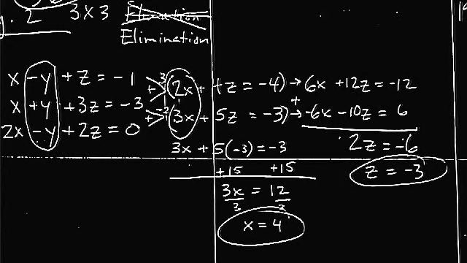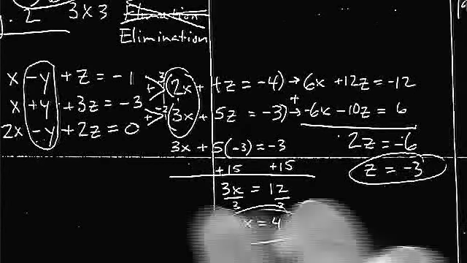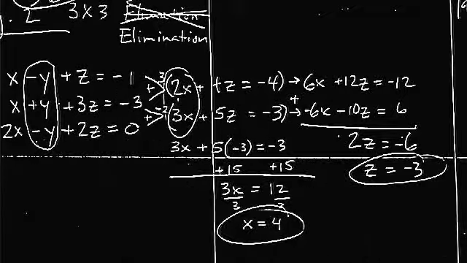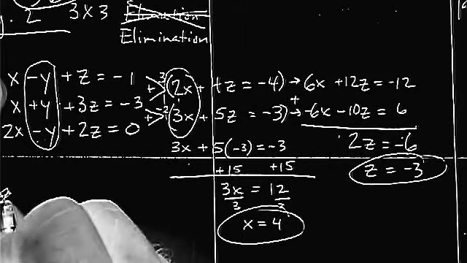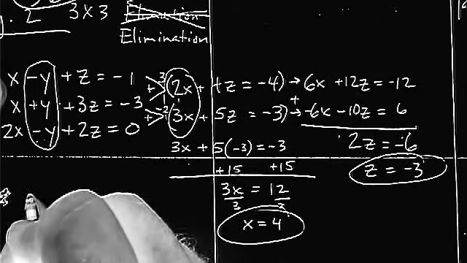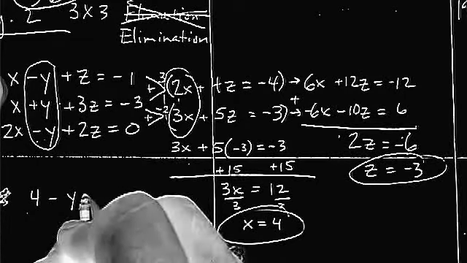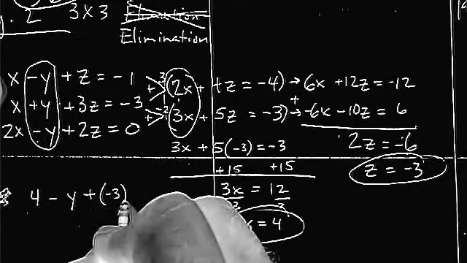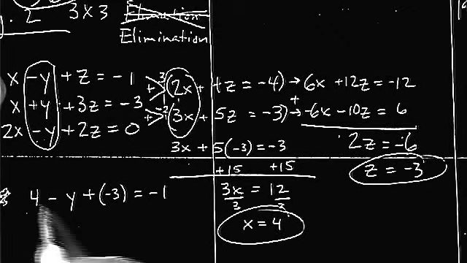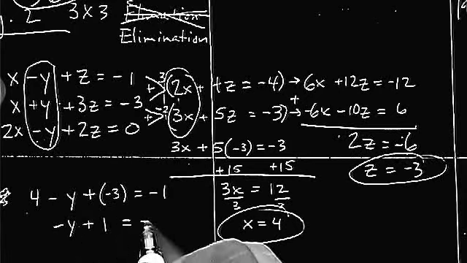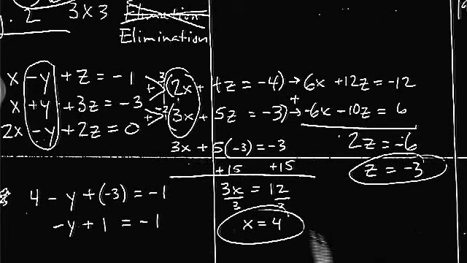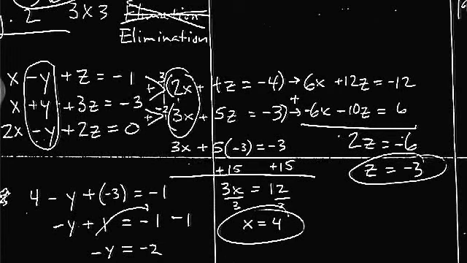How am I going to find the y that goes with that x and z? Take these two, go back to one of these equations in the beginning. I'm going to pick the one on the top. X, okay, why am I putting x? I already know what x is. That was silly. 4 minus y plus z, which happens to be negative 3, equals negative 1. So I have a negative y. 4 minus 3 is a 1 equals negative 1. So now I can subtract that to the other side, right? Minus 1 over there, cross that off. Negative y equals negative 2, so y must be 2.